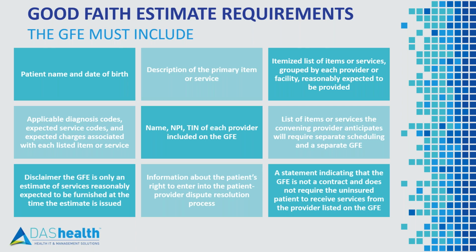You need the provider name, the NPI, and the tax ID of each provider included on that estimate. You need a list of items or services the convening provider anticipates will require separate scheduling and a separate estimate. You need a disclaimer on there that this estimate is in fact only an estimate of services reasonably expected to be furnished at the time this is being issued. You need to include information about the patient's right to enter into the patient-provider dispute resolution process. And you also need a statement indicating that the GFE is not a contract and does not require the uninsured patient to receive services from the provider listed on that estimate.